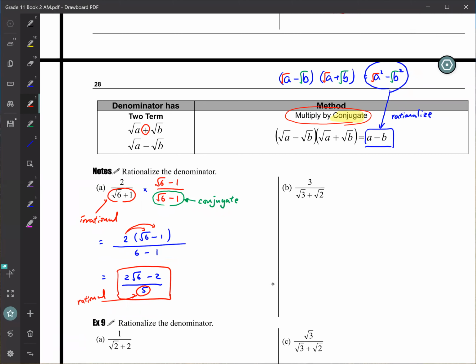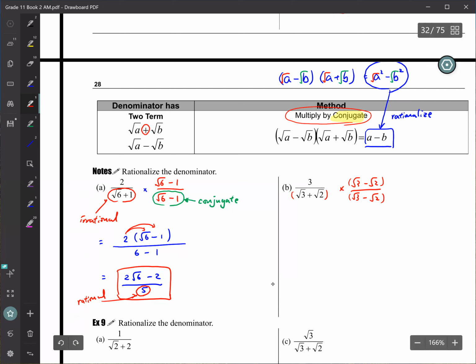Okay, so let's go over one more together. Question B on the side, we are going to multiply with our conjugate. So what should be the conjugate here, Nathan? Is it 3 take away 2? Square root 3 take away square root 2. Yeah, don't forget square root. Very good. So you have a plus, then you multiply with the minus.